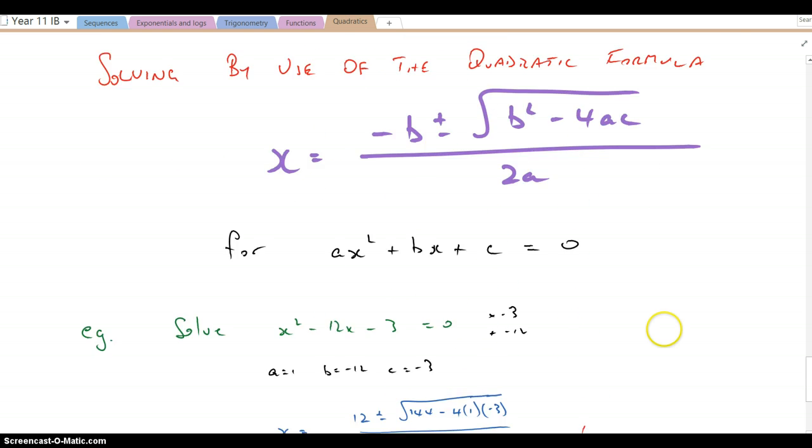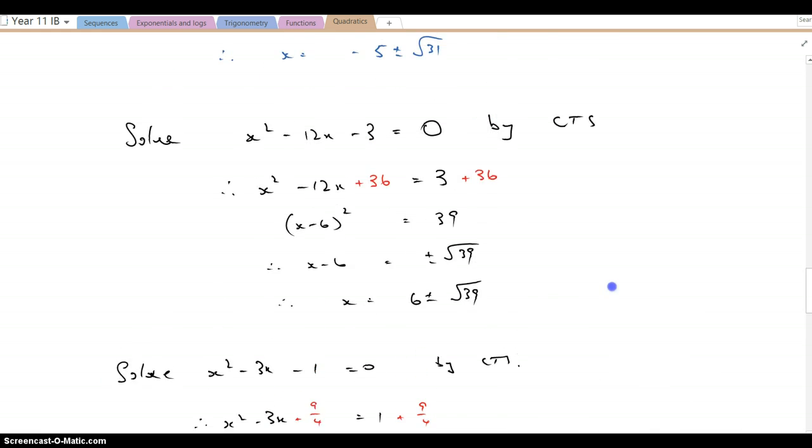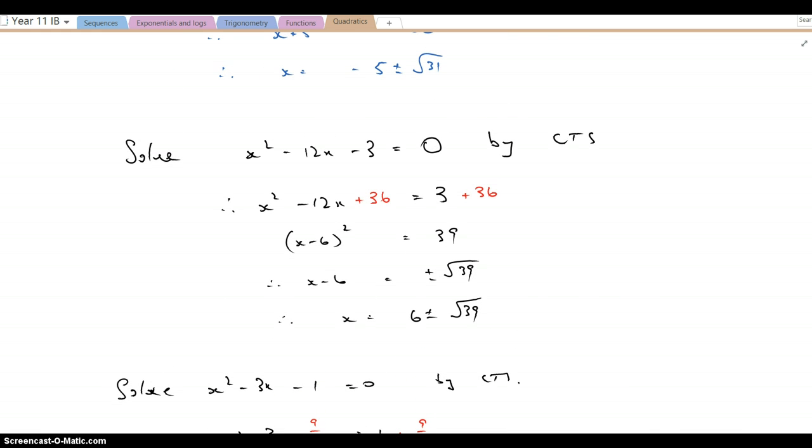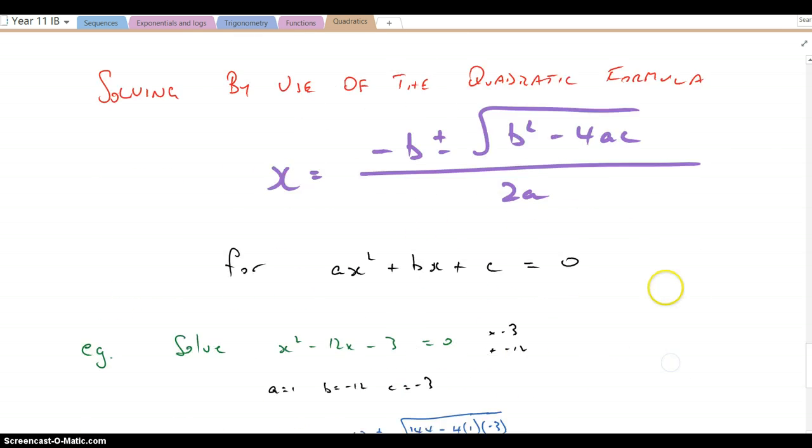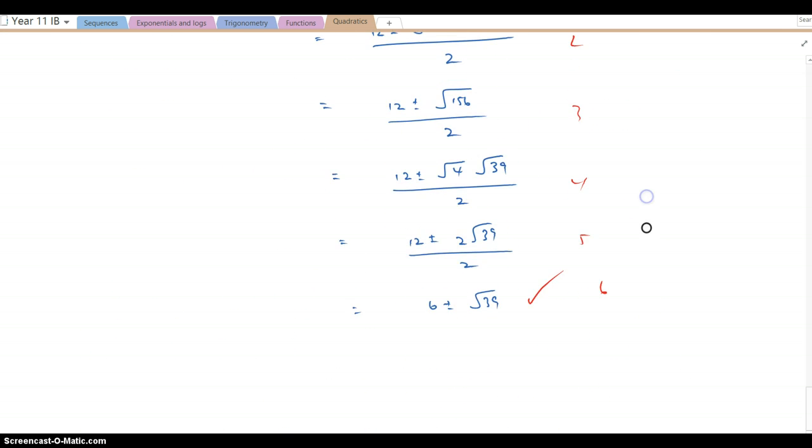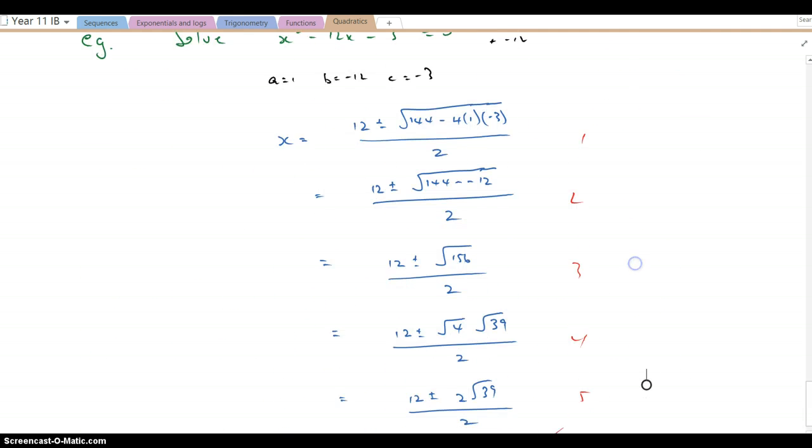Now actually you can look at that and go, right, I've taken 1, 2, 3, 4, 5, 6 steps, whereas if I'd used completing the square, it was pretty quick, wasn't it? I took the 3 across, added 36 to both sides, wrote it as a perfect square, x minus 6 all squared equals 39. I took that across and it was done. So that was 1, 2, 3, 4 steps. Four steps plays six steps, maybe completing the square is the way to go.